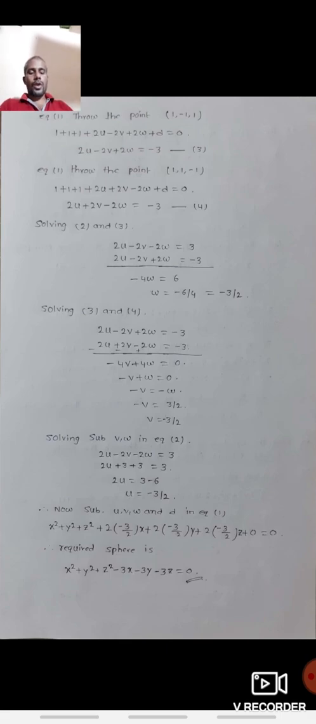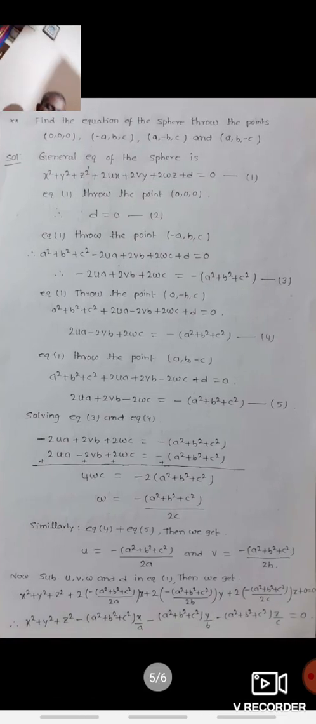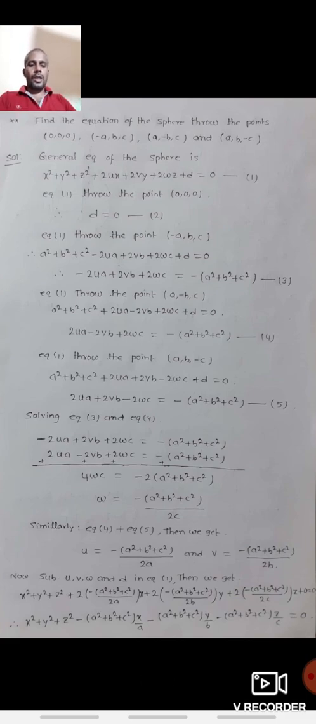So now we have to solve another problem of this type. Find the equation of the sphere through the points (0, 0, 0), (-a, b, c), (a, -b, c) and (a, b, -c).